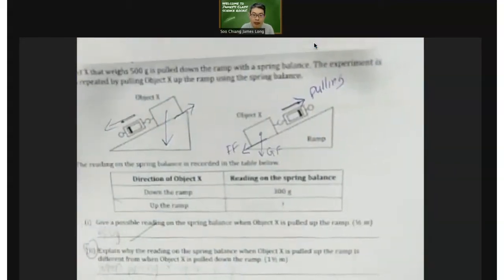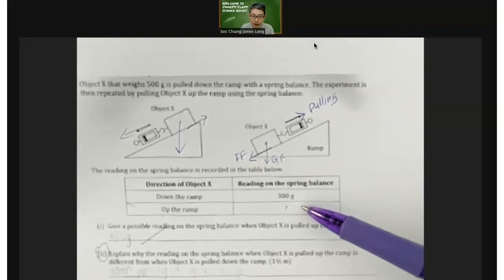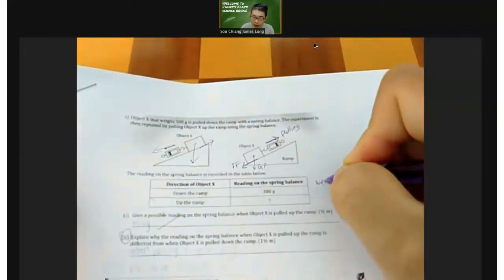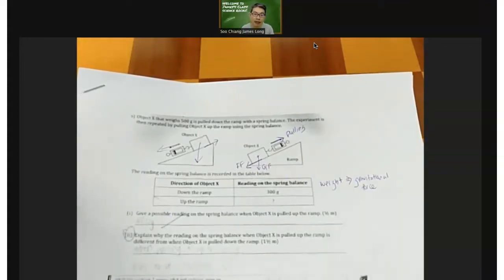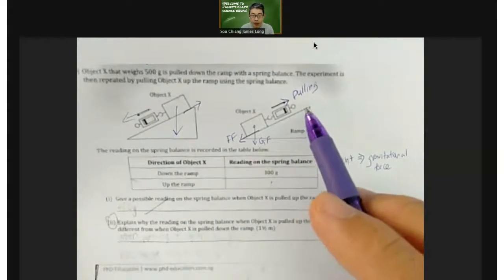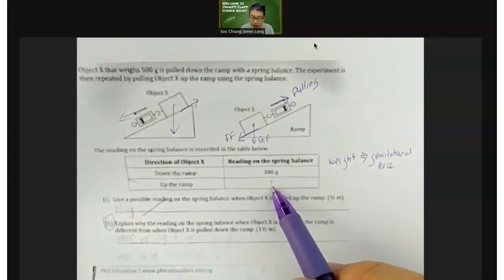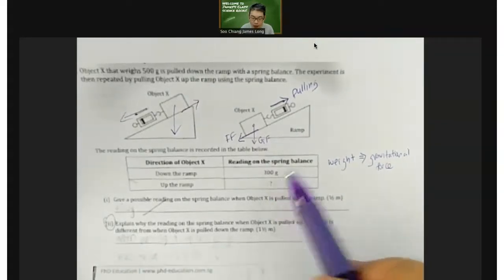So for the direction of object X down the ramp, if it takes 300 grams, that is like the equivalent amount of force. Remember we talked about weight before? Weight represents gravitational force acting on any object. The weight of an object represents a gravitational force that's acting on it. That is why an object in space floating around has no weight, because there isn't any gravitational force acting on it. So if it's up the ramp, as we just discovered, it should be more than 300. So here, any figure that is greater than 300 would be correct.